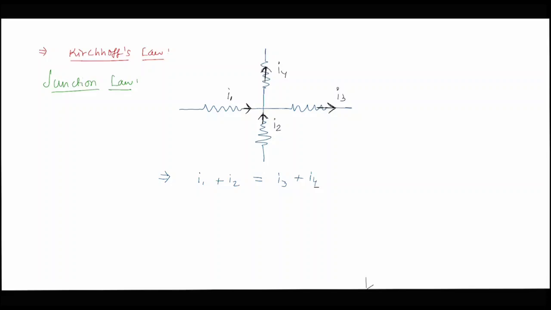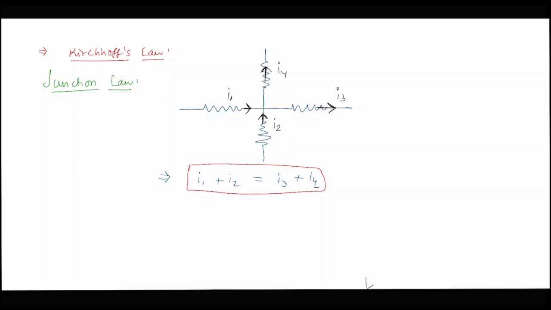So this statement is basically the junction law. Now the junction law is also in accordance with the law of conservation of charge, because when we define current we say that it is defined as the rate of flow of charge. So if it takes place in the same interval of time, I can say that the charge is conserved. The charge entering at a point is equal to the charge leaving the point, so it is also the statement of charge conservation.